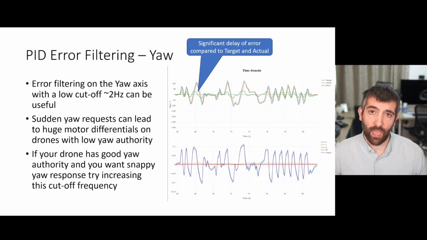Again, as with the other axes, you have a target filter on yaw as well. So you should be setting the target filter so that your target is not moving faster than the drone is able to respond on the yaw axis. And then you should be setting the error filter to ensure that the motor throttle doesn't ramp up so quickly on sharp yaw inputs that it puts too much stress on the motors and ESCs.